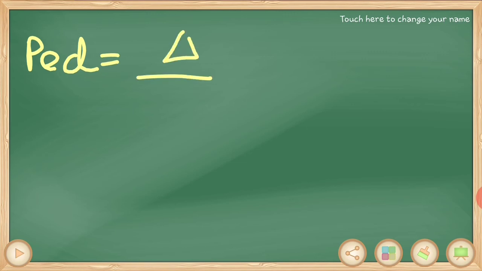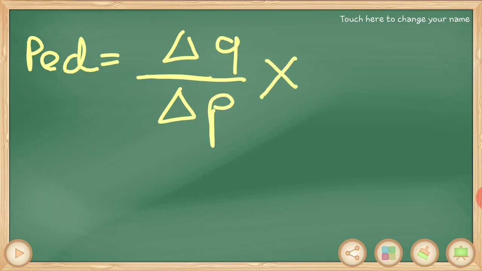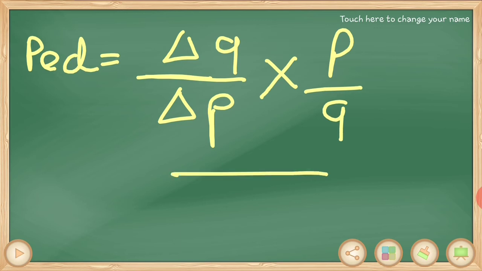delta Q divided by delta P into P by Q. So, this is the very important formula. Price elasticity of demand is equal to delta Q by delta P into P by Q. Then the question arises, what do you mean by P, what do you mean by Q, what do you mean by delta Q, what do you mean by delta P, and what delta stands for. These all are very interesting things. Let us try to understand these all things.